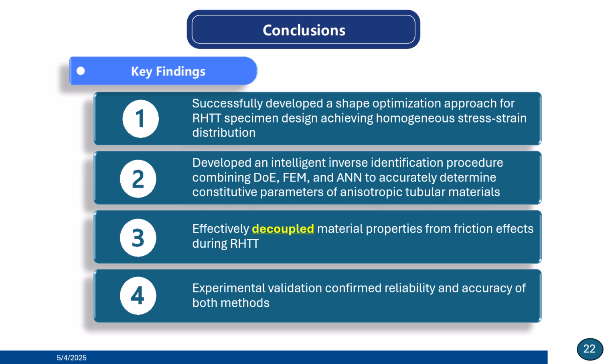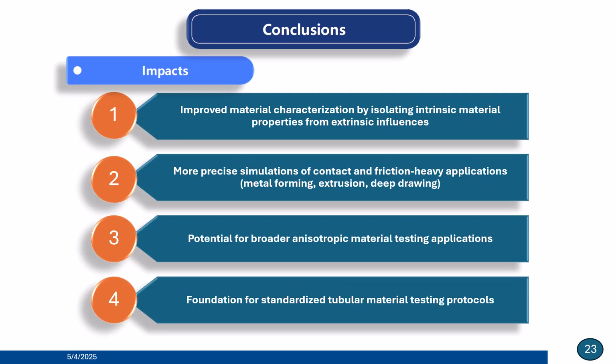So we have successfully developed and validated two key methodological advances. First, a shape optimization approach for ring hoop tensile test specimens that achieves homogeneous stress-strain distribution for accurate hoop direction characterization. Second, an intelligent inverse procedure combining design of experiment, finite element simulation, and an artificial neural network model that accurately determines constitutive material parameters and friction coefficient simultaneously, effectively decoupling material properties from friction effects. Experimental validation confirms the reliability and accuracy of both the optimized design and the identification method.